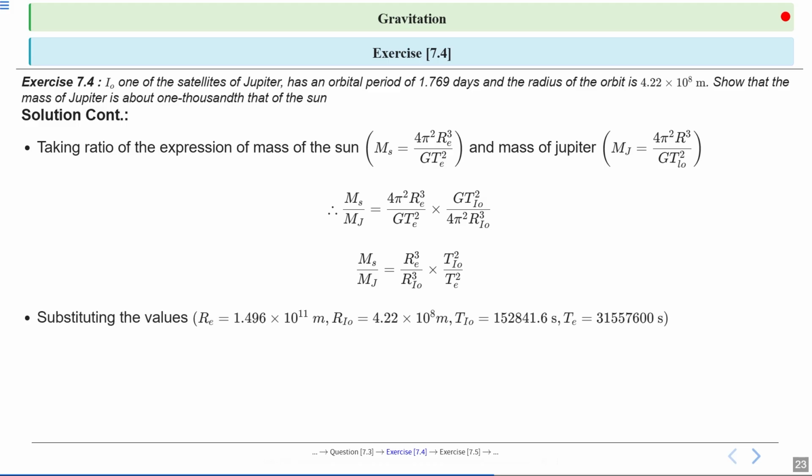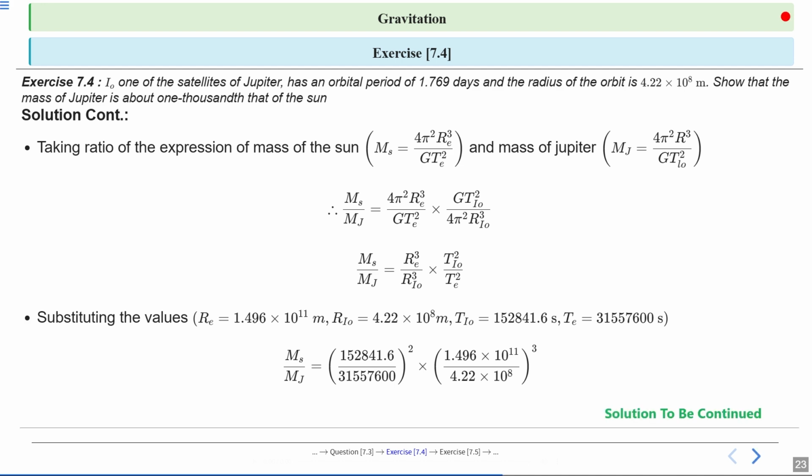So substitute the values. Re equal to 1.496 into 10 raised to the power 11 meter, R Io is equal to 4.22 into 10 raised to the power 8 meter, T Io is equal to 152,841.6 seconds, and Te is equal to 31557600 seconds. All right. So the expression involves raising the ratios to powers, which emphasizes the sensitivity of the mass to change in radius and period. These calculations will show us that Jupiter's mass is about one thousandth that of the Sun.